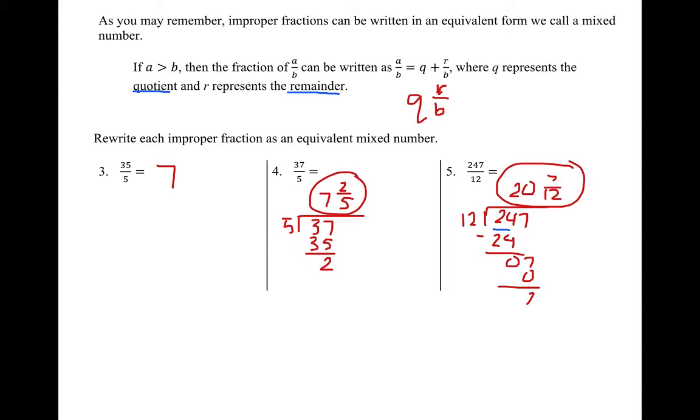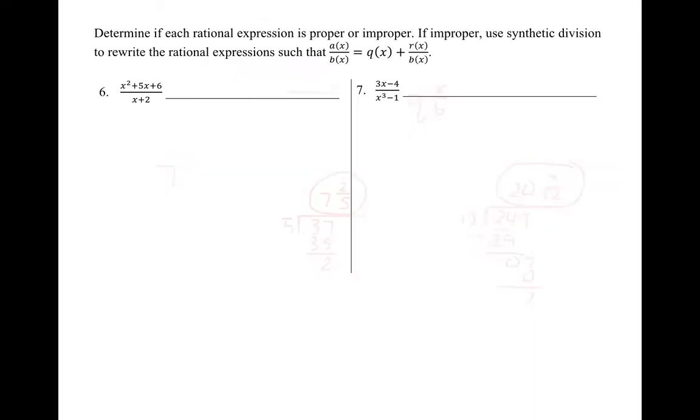So the way that we got the mixed number is I divided the two numbers and then looked at my remainder. In 4.3, we talked about how I can divide two polynomials and then rewrite the polynomial in that mixed number form. So that's pretty much what we're doing in 4.4. It says determine if each rational expression is proper or improper. If it's improper, use synthetic division to rewrite the rational expression such that A of x over B of x equals Q of x plus R of x over B of x. So it's really the same thing as 4.3.